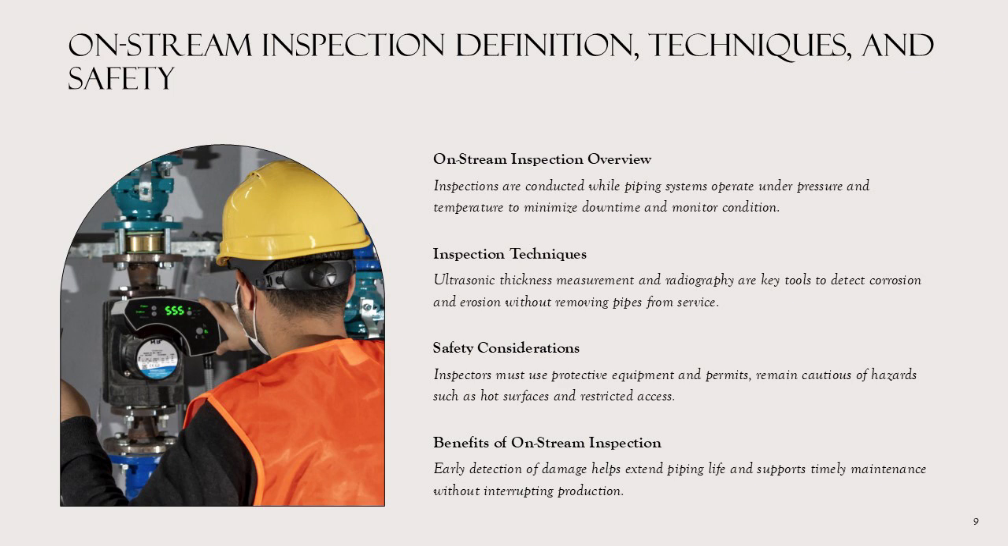Safety is a critical consideration during on-stream inspection. Inspectors must be aware of hot surfaces, hazardous fluids, elevated locations, and restricted access. Proper permits, personal protective equipment, and coordination with operations are essential. Inspectors must balance thoroughness with safety, ensuring that inspection activities do not introduce additional risk. Effective on-stream inspection enables early detection of degradation, supports timely intervention, and extends the safe operating life of piping systems.